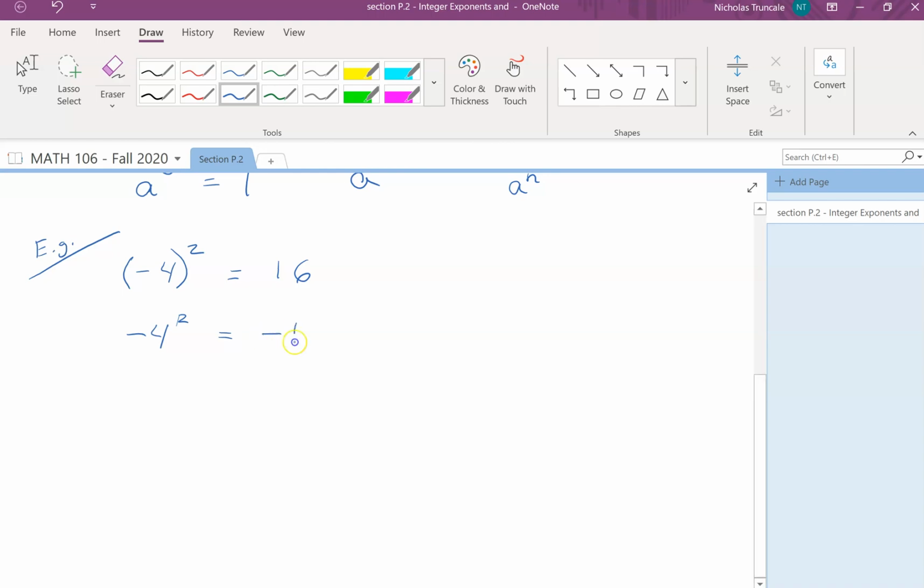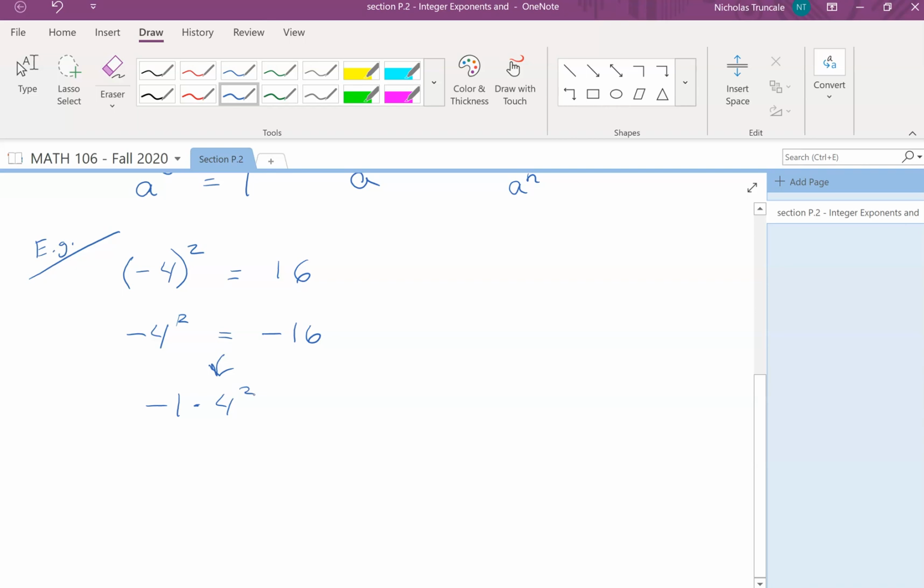That one's going to be a -16. Okay? And I'm going to show you just why. You can separate that negative sign from that 4 like this. It would be -1 times 4 squared. You can think about it like that: the negative sign is really representing a -1. So if you do 4 squared, you'd get positive 16, but then you'd have to multiply it by -1. So that's why you're going to get a -16.